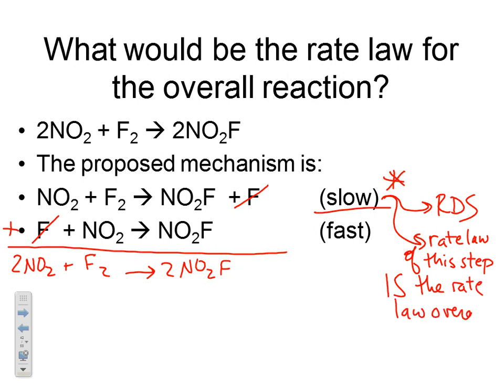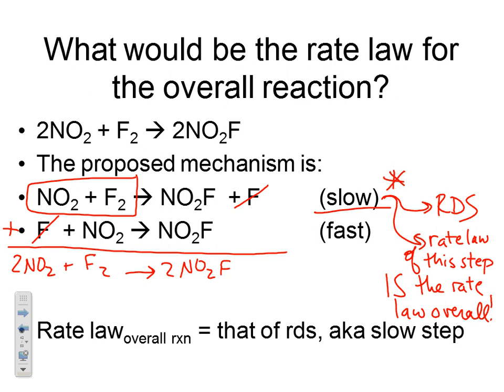So all we need to do is write a rate law for that first slow step. Now this first step is a bimolecular reaction, so we should expect to write a second order rate law, one that depends on NO2 once and F2 once, because that individual step simply involves the collisions of the two. So the rate law for the overall reaction is going to be that of the rate determining step.